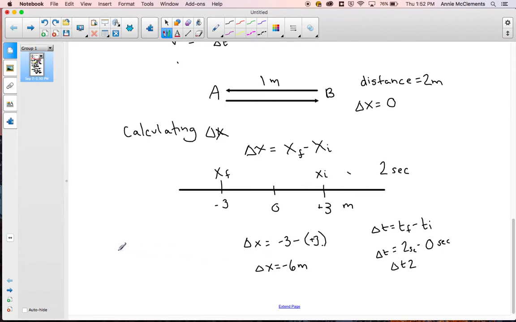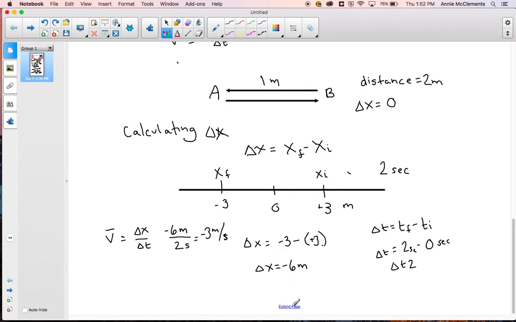Plug those into our equation. Average velocity equals delta x over delta t. That means negative 6 meters over 2 seconds, and that equals negative 3 meters per second. Okay, so those are sort of how our calculations are going to go. We're going to do more of those. Actually, you'll probably be sick of them by the end of the week.